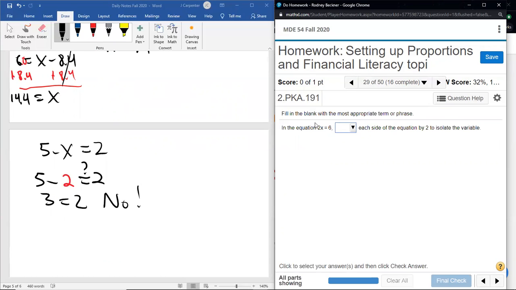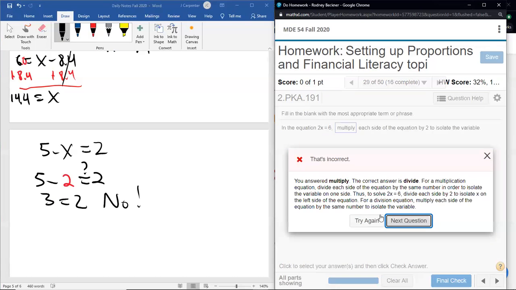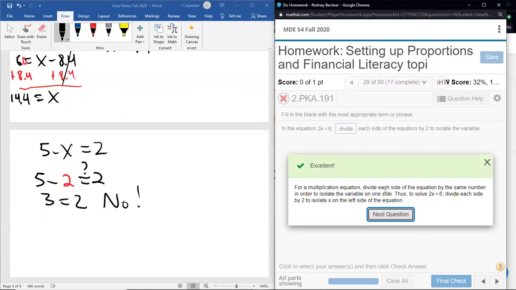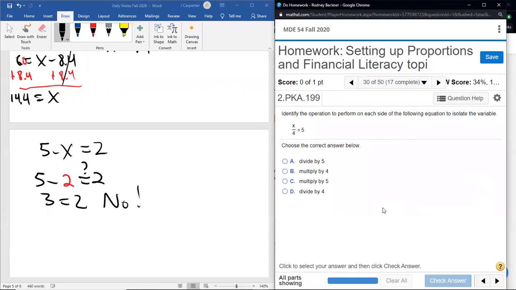Fill in the blank. In the equation 2x equals 6, blank each side of the equation by 2 to isolate the variable. So this is not 2 plus x, this is not 2 minus x, this is 2 times x. The opposite of multiplication is division, so we should be dividing both sides by 2. They only give us two options, multiply or divide. If you try multiply, final check, nope, it was wrong, we're supposed to divide. Try again. Literally the same problem, divide, boom, we're good. Be funny if it was wrong, right?